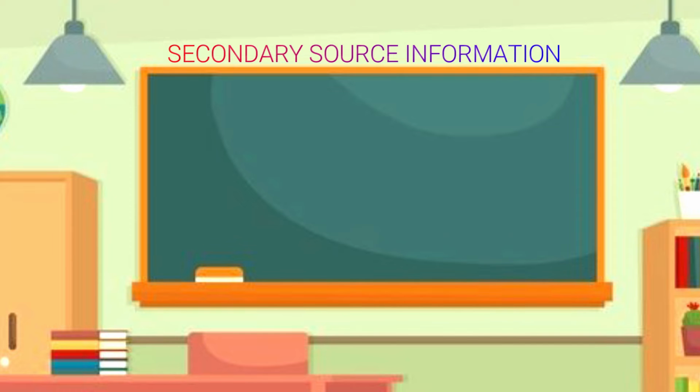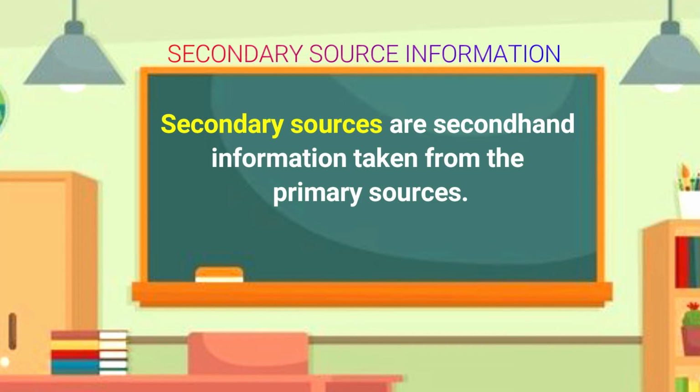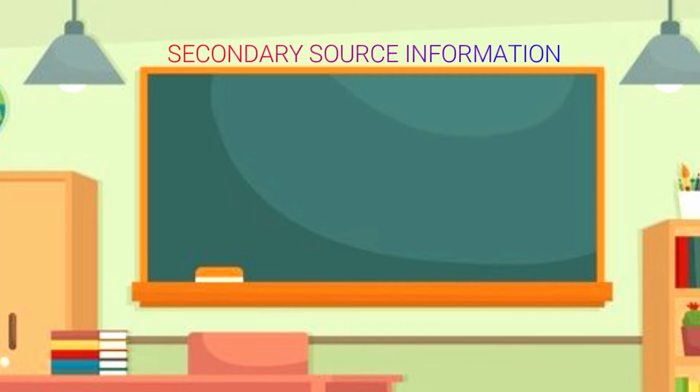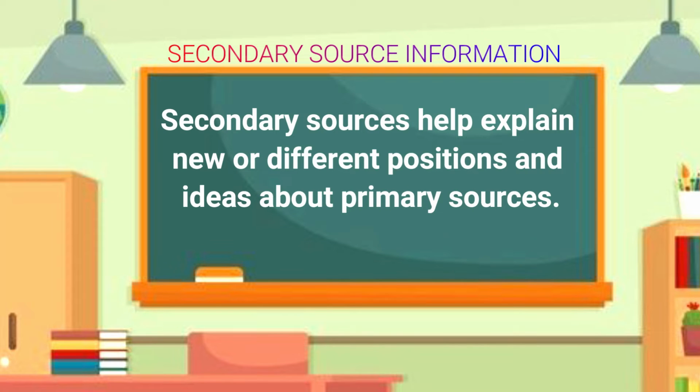What is a secondary source information? Secondary sources are second-hand information taken from primary sources. Secondary source information is created later by someone who did not experience first-hand or participate in the events or conditions that he or she is researching. Also, secondary sources help explain new or different positions and ideas about primary sources.